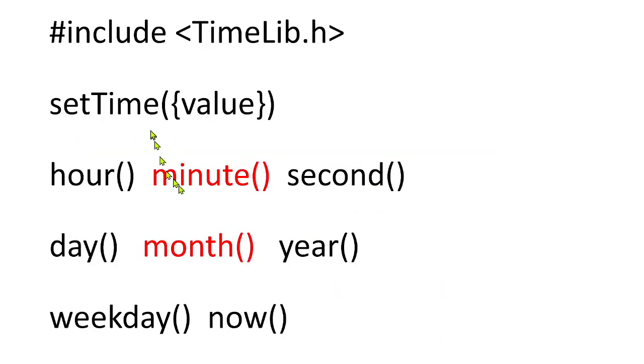The important commands are to include the TimeLib.h. This is the command that will set value of the internal clock. This is the input of the internal clock, and these are the outputs: hour, minute, seconds, day, month, year, weekday, and now. So I have left the code in the description.